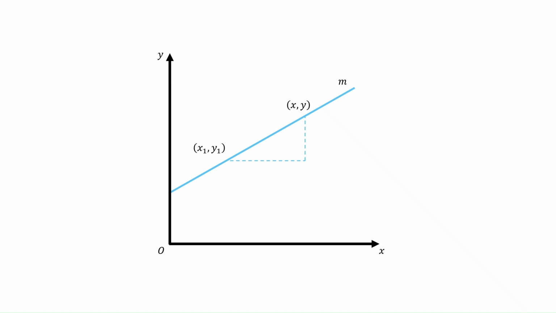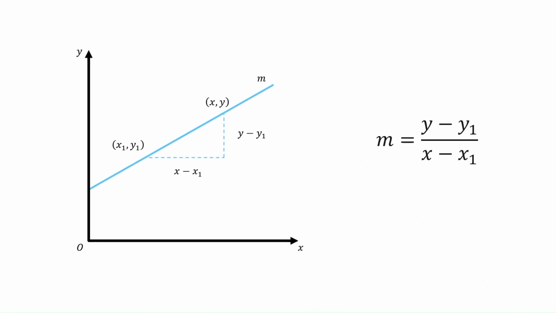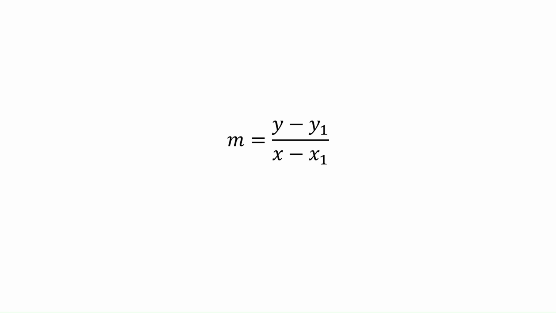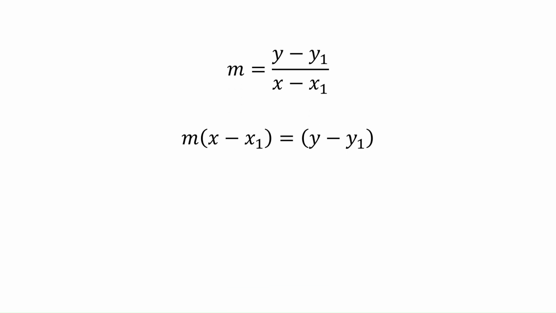We can then work out the gradient by working out the change in x and the change in y. We therefore get an expression for m, which equals y minus y1 divided by x minus x1. Multiplying through by x minus x1 and rearranging yields the following equation. This will be useful in a problem where we're given only the gradient and one coordinate. Let's see this in an example.